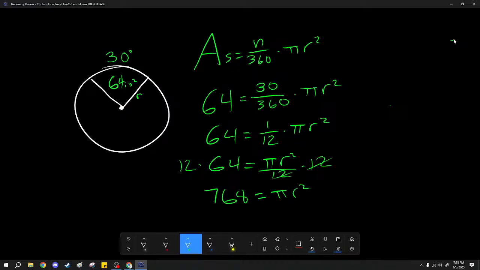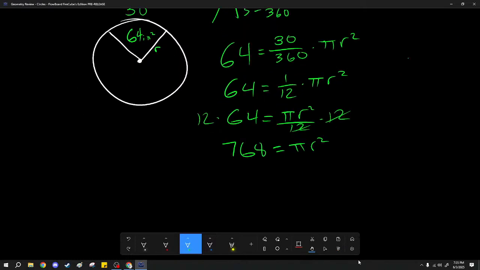Really quickly, that's the area of the whole thing. Pi r squared is the area of a circle. So now I know the whole area of the circle is 768. But I don't care about the area of the circle. I care about the sector. Or actually, I already have the sector. It's 64. The whole area is 768. I need to find what the radius is. Sorry, I got confused for a second about what I was doing.